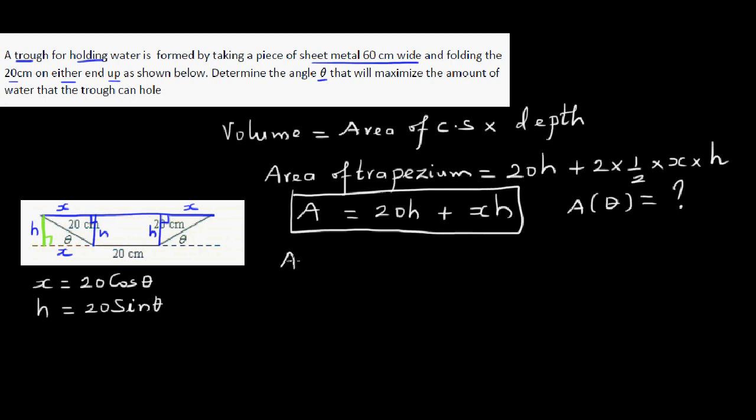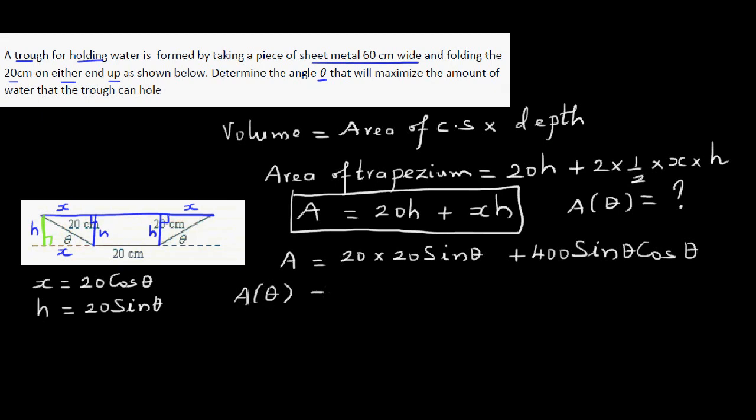So area would be 20 times 20 sine theta, plus 20 sine theta times 20 cos theta, which is going to be 400 sine theta cos theta. So we have written area in terms of theta. This is how you write the notation: area as a function of theta is 400 sine theta plus 400 sine theta cos theta.